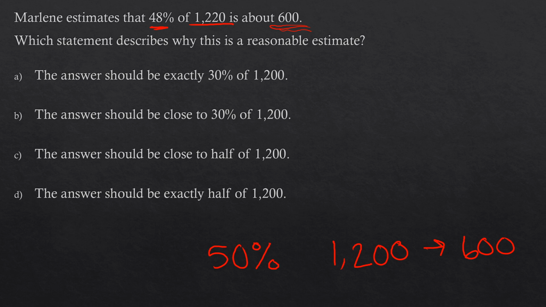It's about 600. So the statement that describes why this is a reasonable estimate is because the answer should be close to half of 1,200. Right? If I'm rounding up that percentage and I'm rounding down that number, it's about 50% of 1,200, which is what we have at the bottom, which is how she gets it's about 600.